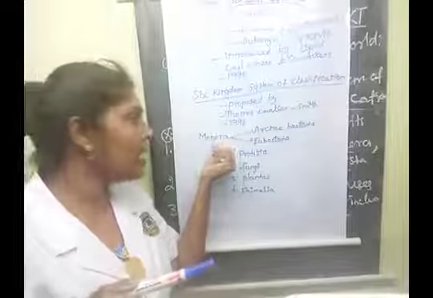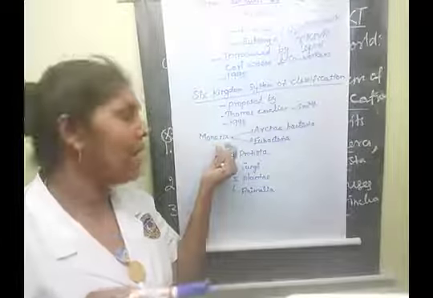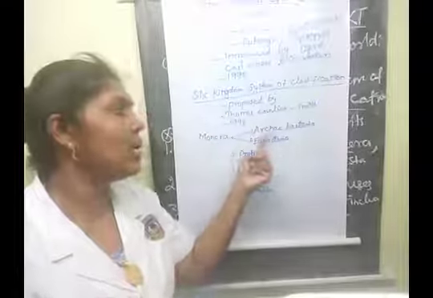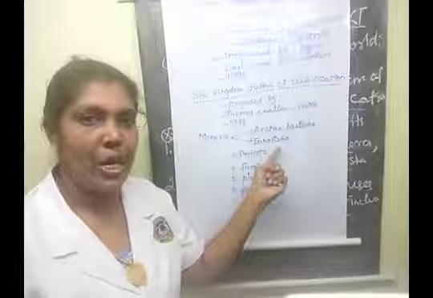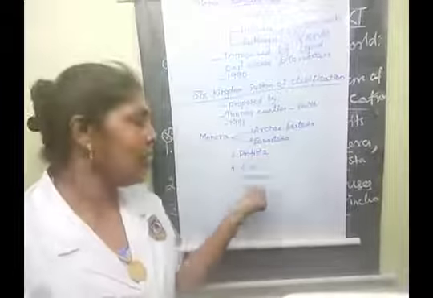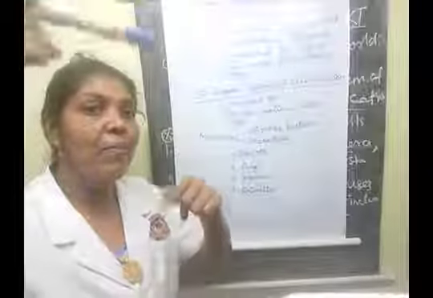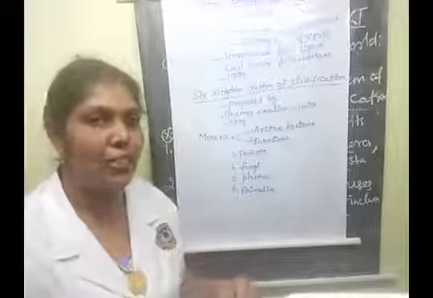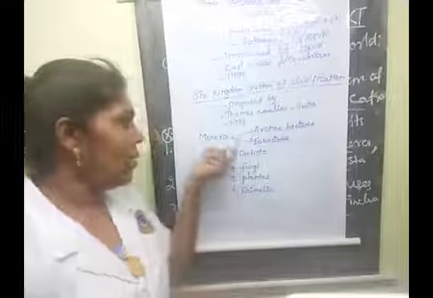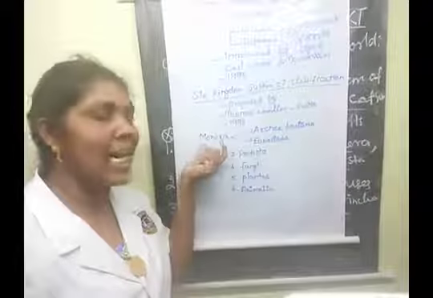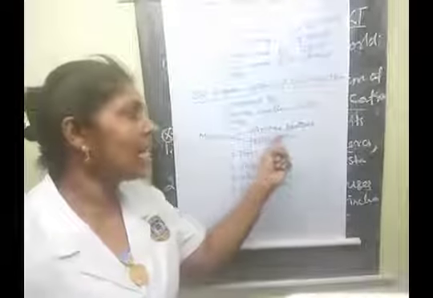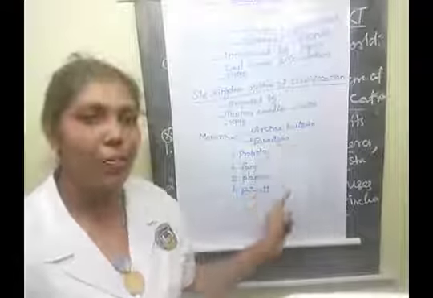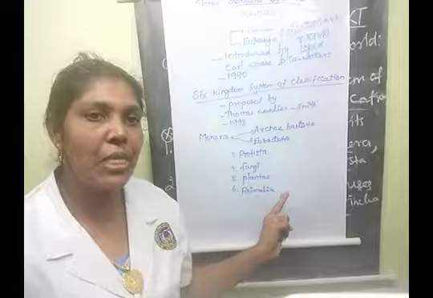the first kingdom, Monera, is divided into two. One is Archaebacteria and another one is Eubacteria. Clear, children? The remaining are almost the same as in the five kingdom system of classification. Understood now? Only the Monera kingdom is grouped into two: Archaebacteria and Eubacteria. Understood, children? Say yes or no?